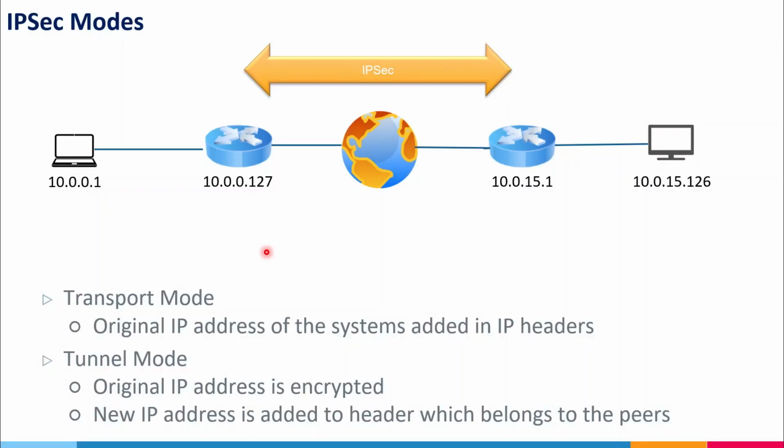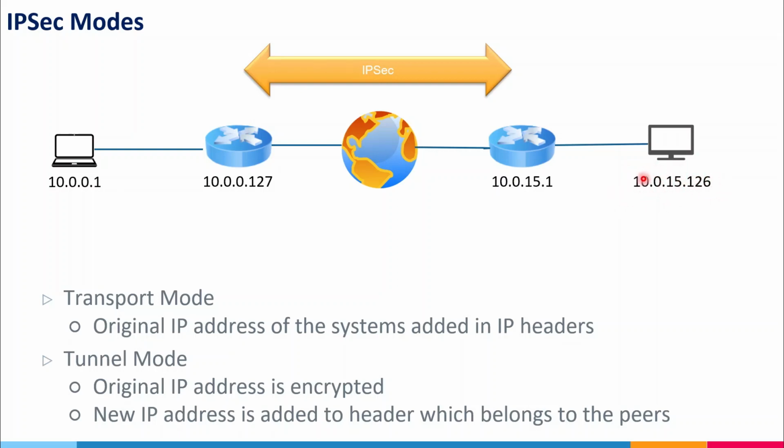Now next is the different modes in which IPSec can run. So IPSec can run in two modes. One is the transport and the other one is tunnel mode. So in case of transport mode, assume that this is a device on this router and this is the other device. Now if it has to communicate with the other device, it will send the source and the destination address. So source will be 10.0.0.1 and the destination will be 10.0.15.126.